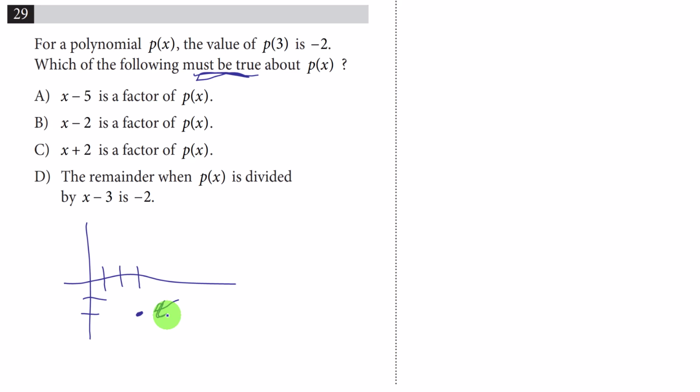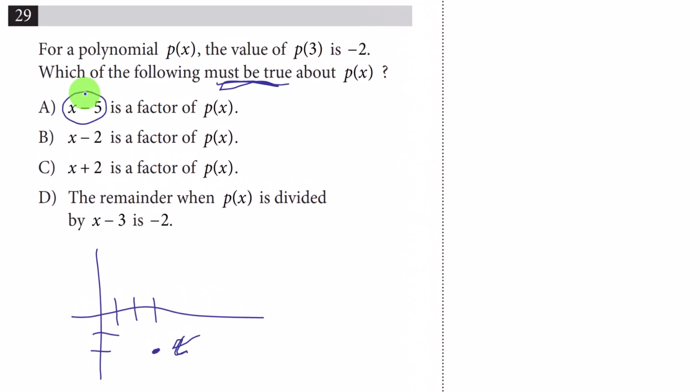Let's look at the choices. X minus 5 is a factor of P of x. In order for x minus 5 to be a factor of P of x, that means there is a 0 or root at 5, 0. So the question is, is there a point at 5, 0? We don't know. Same for x minus 2. That means there's a root at 2. Is there a root there? We don't know.